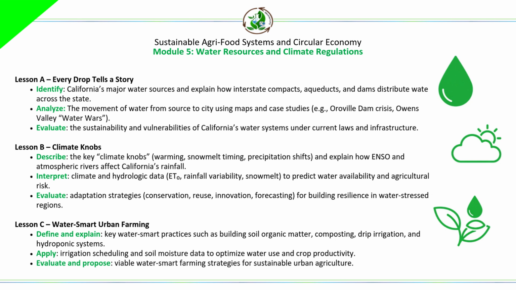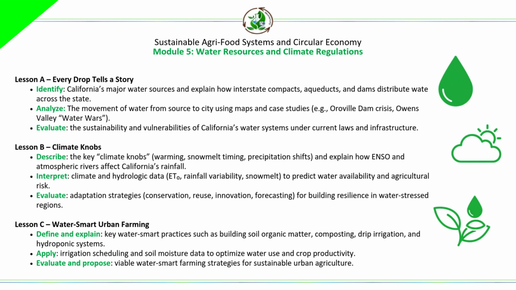Lesson C. Water-smart urban farming. Finally, we'll focus on water-smart practices for urban farms. Remember key tools and strategies: soil organic matter, drip irrigation, hydroponics, and vertical farming. We'll understand how building the soil sponge improves water productivity. Then, we'll apply this by scheduling irrigation using ET data and soil moisture sensors. Next, we'll analyze trade-offs between conventional farming, hydroponics, and vertical farming in water-scarce regions. Finally, we'll evaluate which water-smart practice is most viable for a case study farm and justify our reasoning.